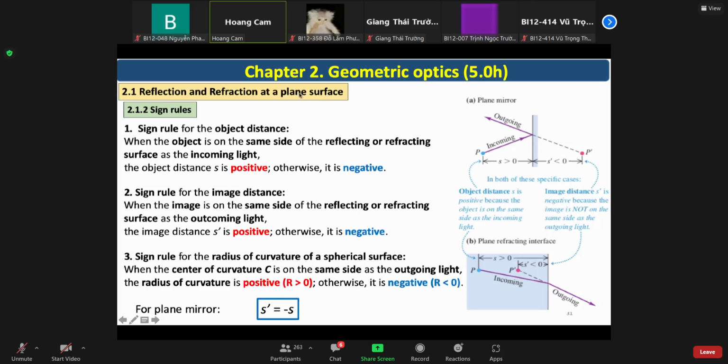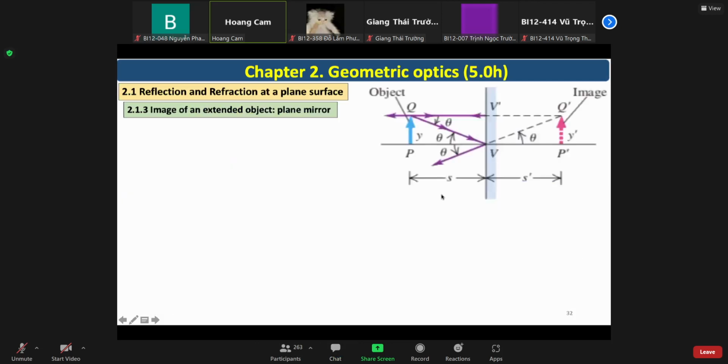And for the plane, the radius of the plane is infinity, right? When the sphere here becomes a plane like this one, from definite values of the radius of curvature, it will become infinity. Okay. So now we will look at the image of an extended object.